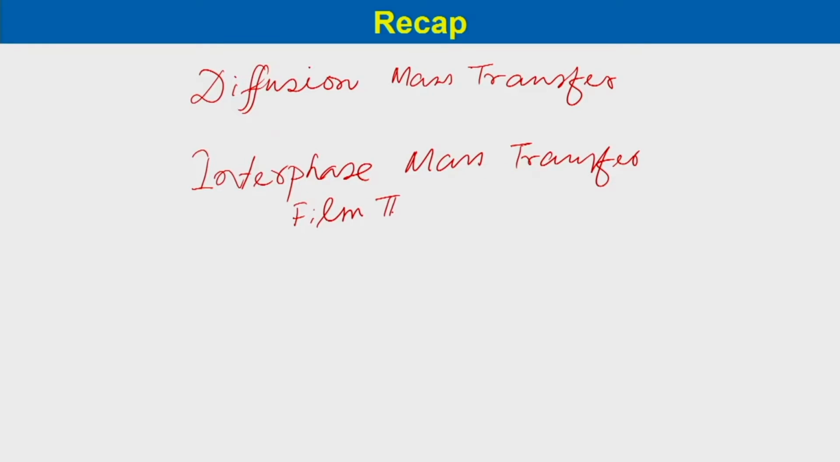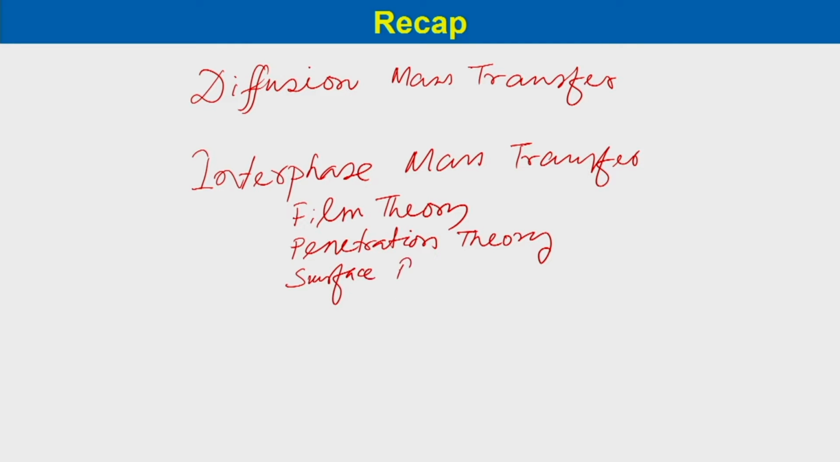One of them is film theory, the second one we considered is penetration theory, and the third one is surface renewal theory. We have also considered different cases of how to determine the mass transfer coefficients and what the relations among them are.